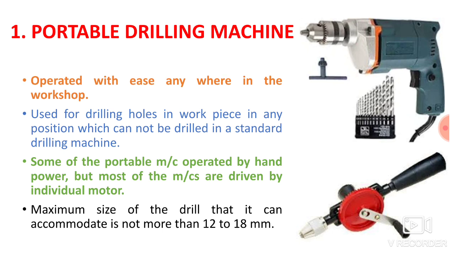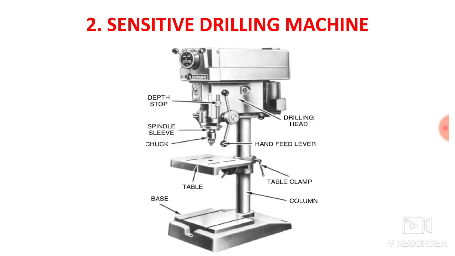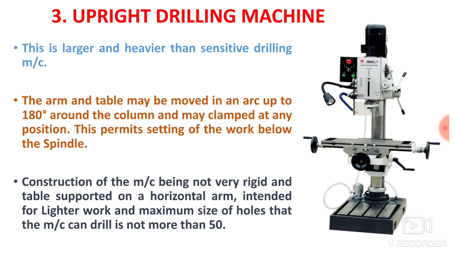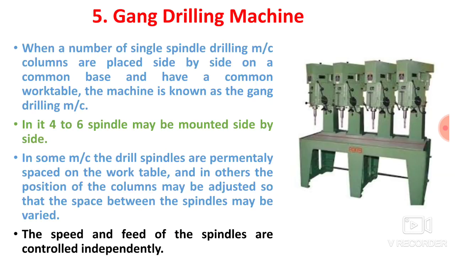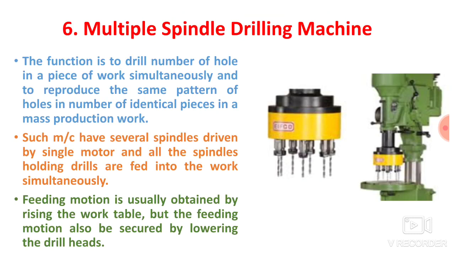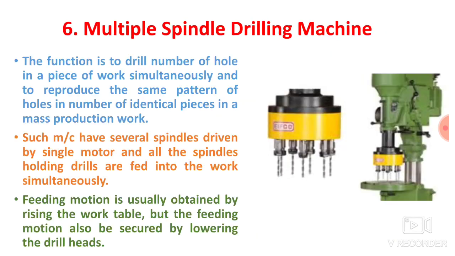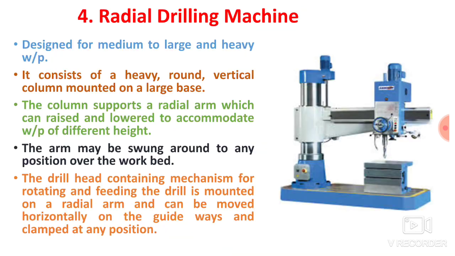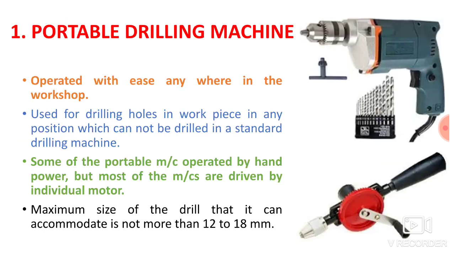Now the types of drilling machine. So the very first type is the portable drilling machine. The second one is the sensitive drilling machine. Third one is the upright drilling machine. Fourth one is the radial drilling machine. Fifth is the gang drilling machine. Sixth one is the multiple spindle drilling machine. And the last one is the deep hole drilling machine. So these are nothing but 7 types of drilling machine. Now we will discuss the drilling machines one by one in detail.